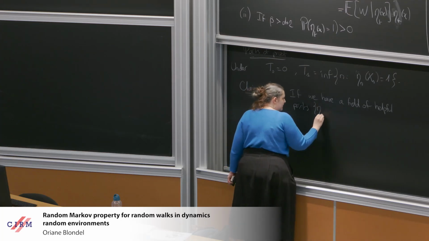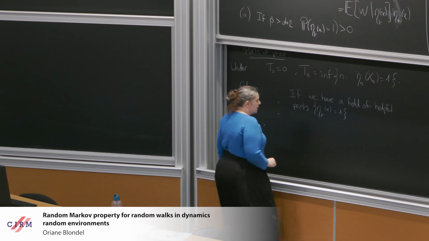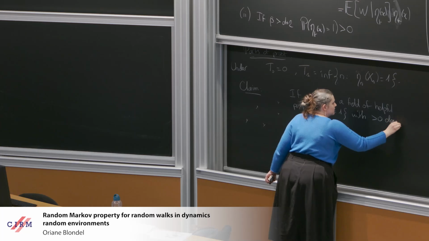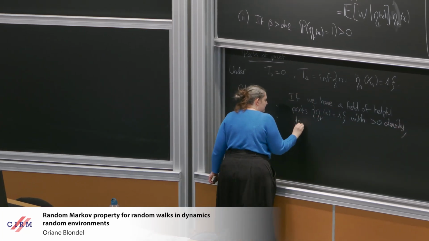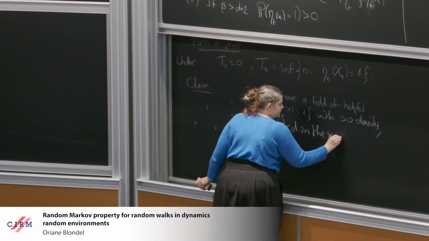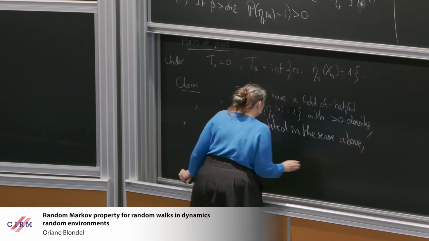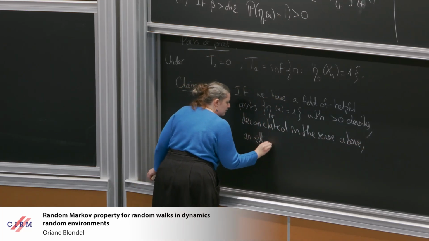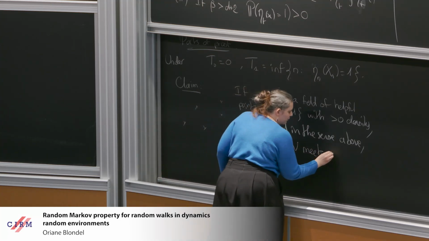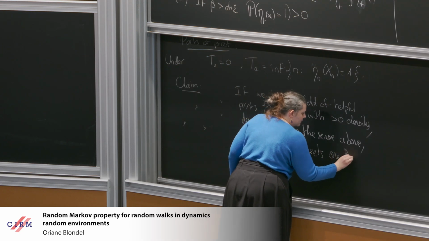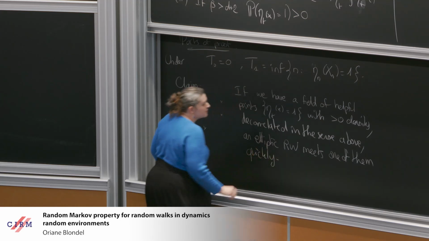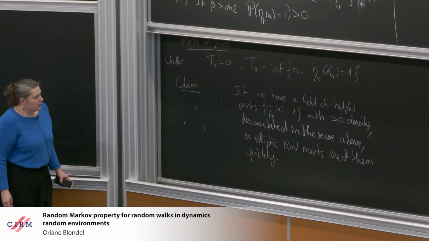So if you have a nice field of helpful points, that would be the set where eta of T x is 1, with positive density, decorrelated in the sense above, an elliptic random walk meets one of them quickly. It's actually going to meet a lot of them. Okay, so I want to explain this.